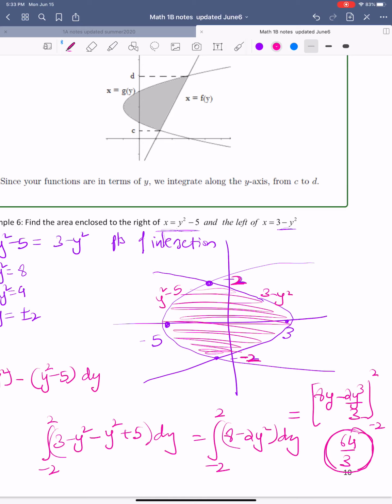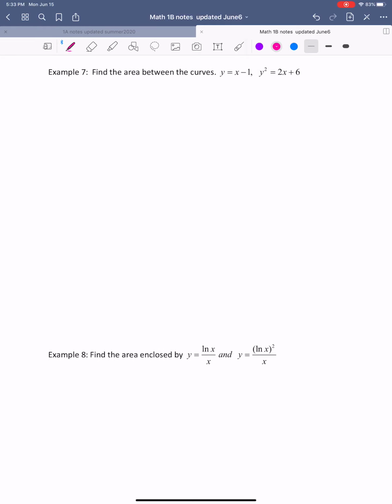All right, next example, we're going to look at another example of area between the curves. Find the area between the curves y equals x minus 1 and y squared equals 2x plus 6. Y squared equals 2x plus 6 is a parabola that opens towards the right. X minus 1 is a line. So let's go ahead and first find points of intersection. It's very helpful if you find the points of intersection first.